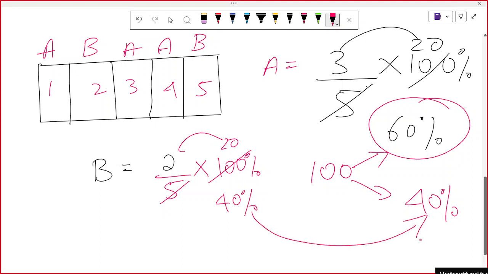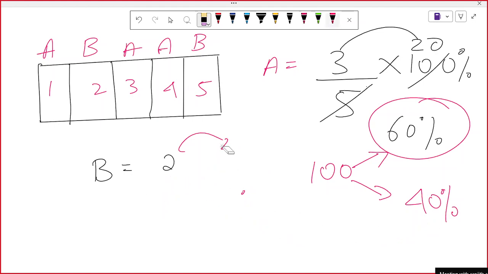Aren't we getting 40? Yes, sir, this is through fraction. Through fraction, you'll get the same answer. But practically speaking, out of 100%, A gets 60%. So the remaining is 40 left, right? 40, sir. Okay, B will get that 40%. B will get 40%. Now B gets 40%.